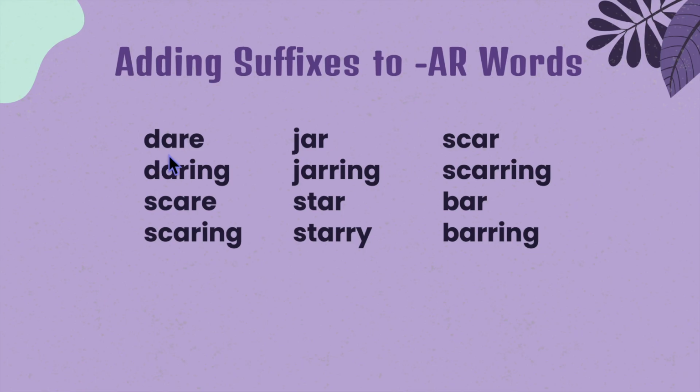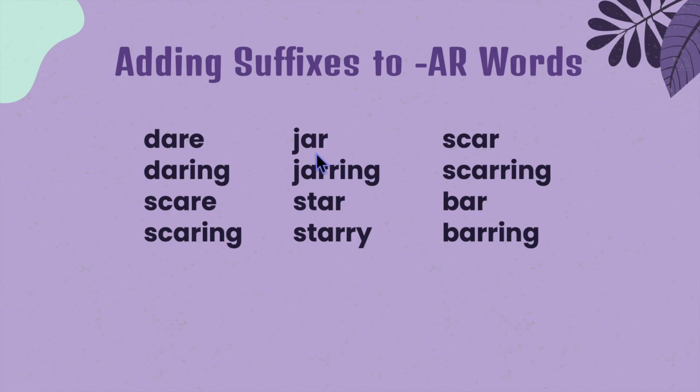There's something important to notice when you have a word ending in AR and you add a suffix. Right here, we have the word dare, where the A has the long A sound because of the silent E. When we add the suffix ing, this E gets dropped, but the A still keeps the long A sound. So we have daring. Here we have scare. When we add the suffix ing, the E gets dropped, but the A retains its long A sound, scaring.